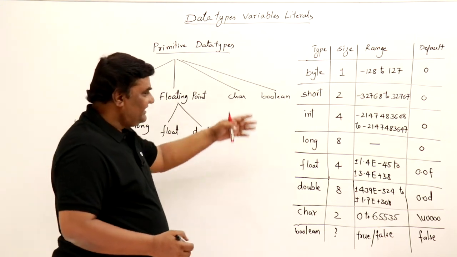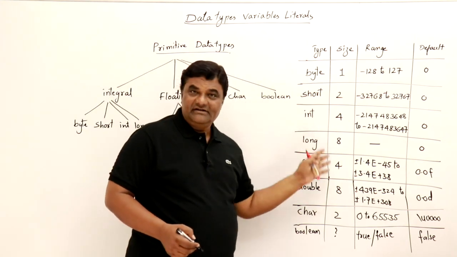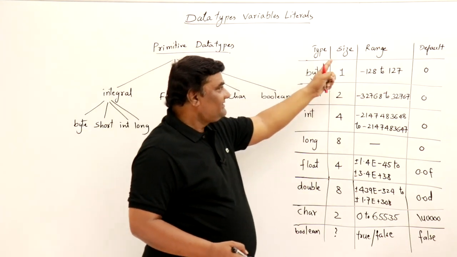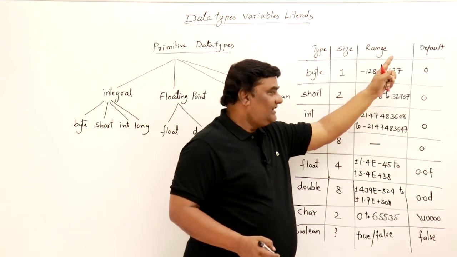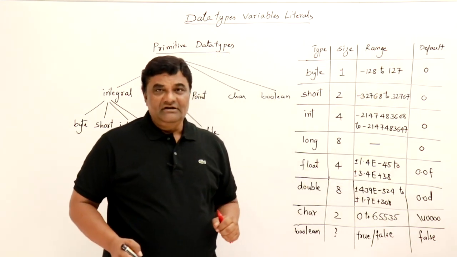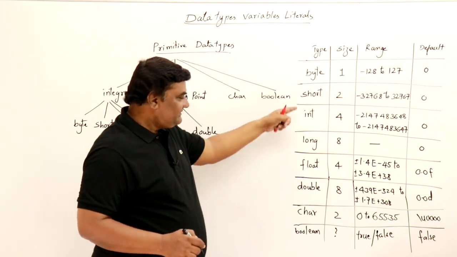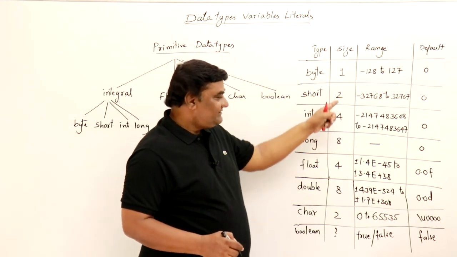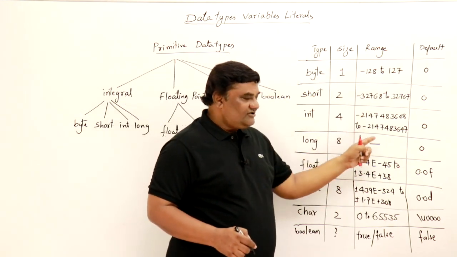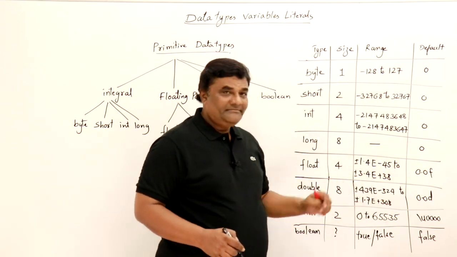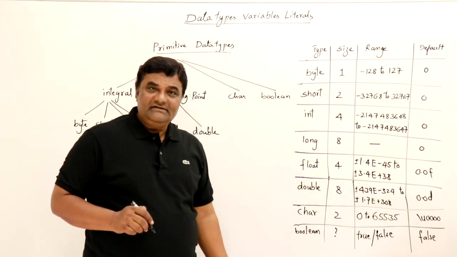So here I have a table of all these data types, showing the type and its size and the range of values and what default value they can have. So you should have the idea of this table. You should remember all these data types and their sizes and some of the ranges. Default values are very simple. So let us study what is there in the table.